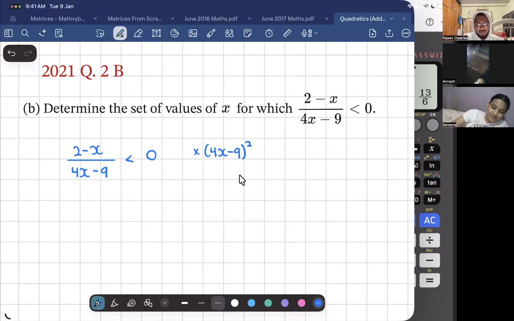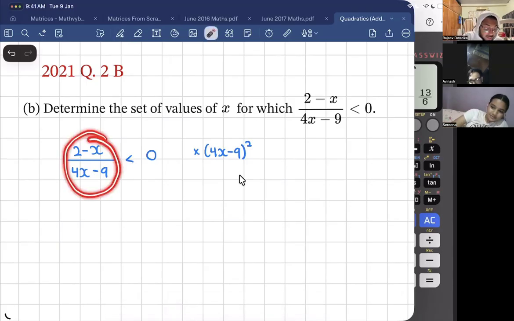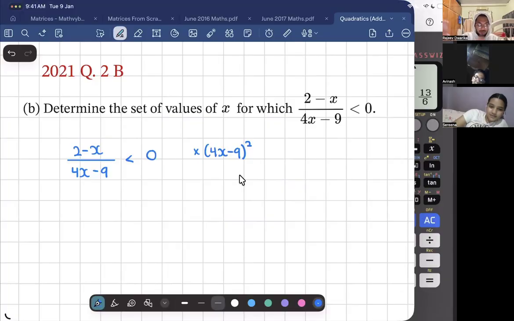Because if you look at the expression, it contains 4x minus 9. If you multiply by 4x minus 9 on both sides, you'll get rid of it completely. Yes, sir, it was spot on. So Avinash, take notes. Okay, so that's going to be 2 minus x all over 4x minus 9, multiplied by 4x minus 9 squared.